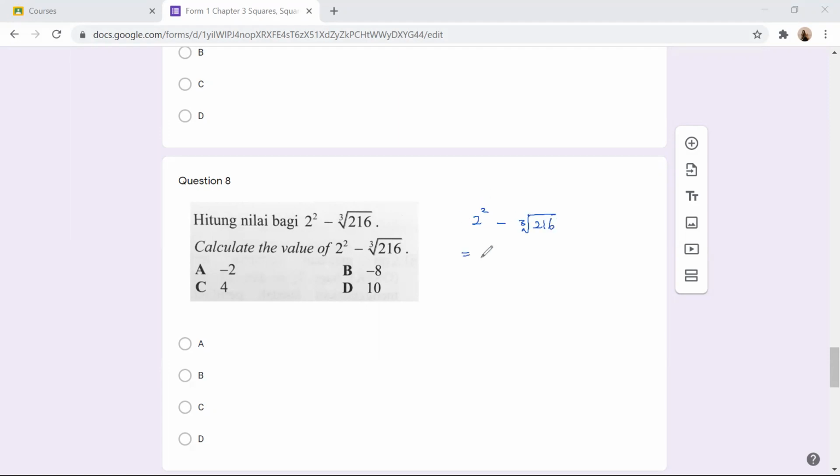The 2 squared basically is 4, and the cube root of 216, by looking at the number 216, if you memorize the perfect cube table, you will know that this is 6 cube. All right, so change the 216 into 6 cube, and then the cube root and the cube will neutralize each other. So we have 4 minus 6. So the answer will be -2. A is our choice. Now, let's move on to question number 9.